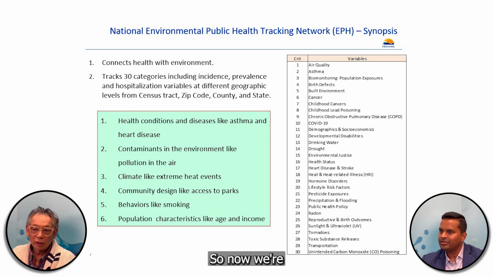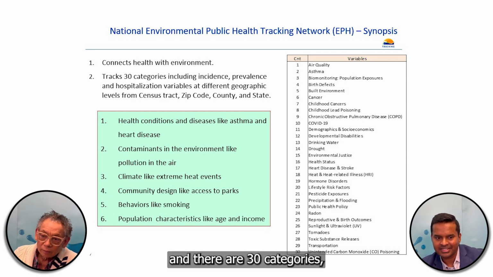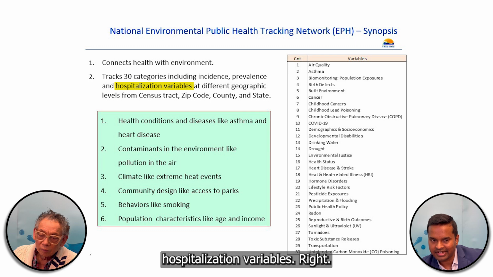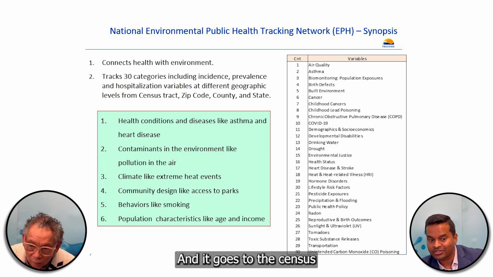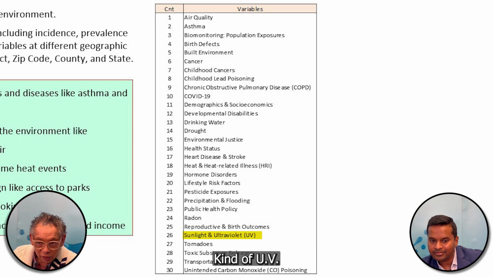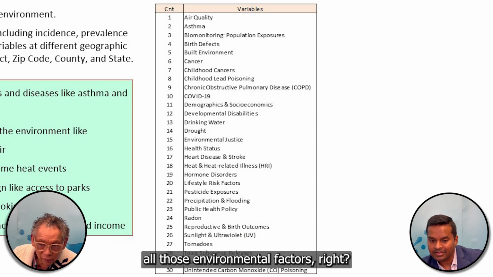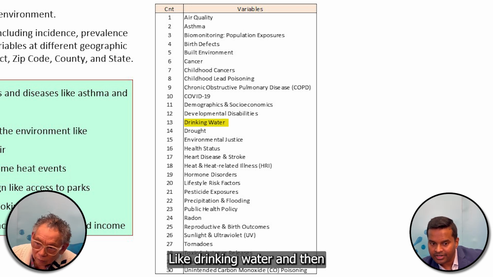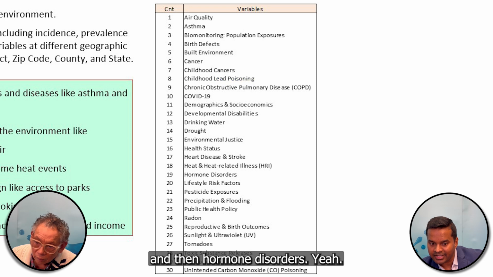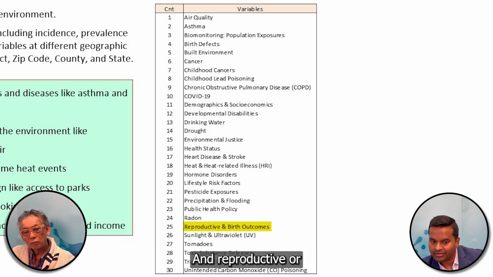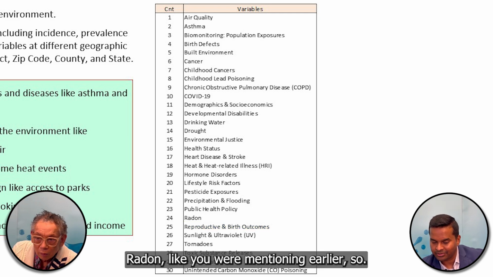So now we're looking at environmental factors, and there are 30 categories, including incidence, prevalence, hospitalization variables, right? And it goes to the census tract level too. So you got climate stuff, like UV, and you got all those environmental factors. Like drinking water, childhood cancer, lead poisoning, and then hormone disorders, and reproductive or birth outcomes, radon, like you were mentioning earlier.